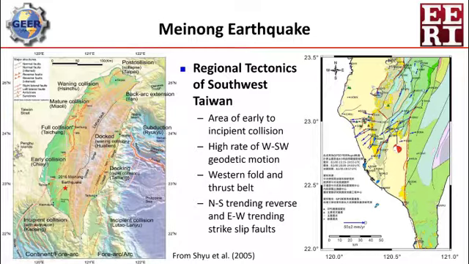And just geographically, I want to point out the cities of Tainan and Kaohsiung, two large cities in Taiwan. Most of the damage that we observed was around the city of Tainan. This area of the world has a very high rate of geodetic motion on the order of about 50 millimeters per year across numerous structures. And these structures include north-south trending reverse faults and east-west trending strike-slip faults.